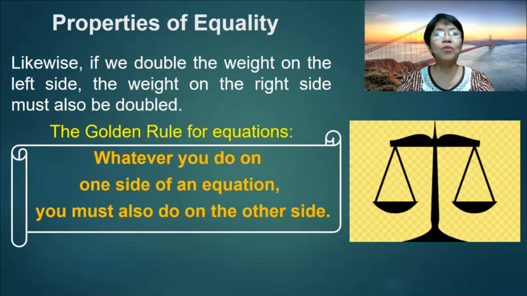Likewise, if we double the weight on the left side, the weight on the right side must also be doubled. We call this the golden rule for equations. Whatever you do on one side of the equation, you must also do on the other side.